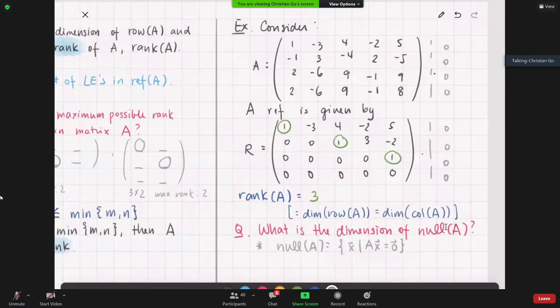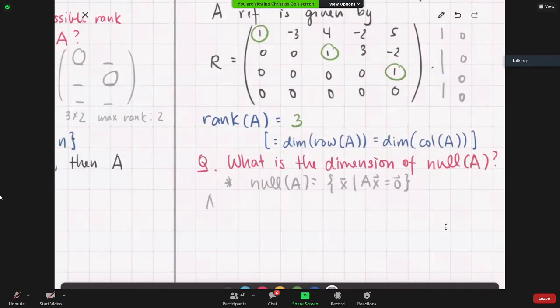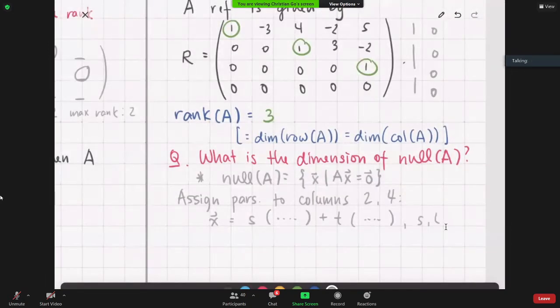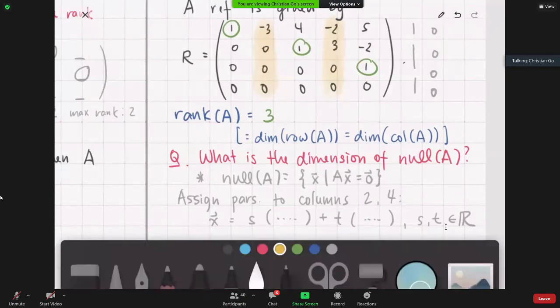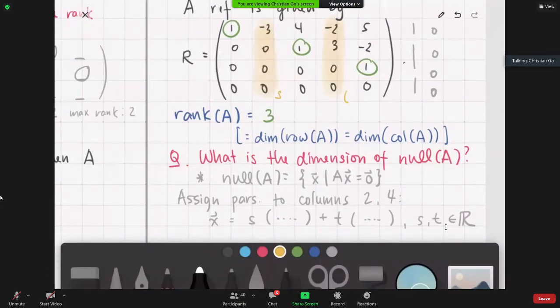We would assign arbitrary parameters to non-pivot columns, columns without leading entries. Let's say we assign parameters to columns 2 and 4, right? So every solution in the null space is going to be S, let's say that's one of the parameters, plus T times one of the parameters, where S and T are any real number, right? So we would say, okay, we know how to do that. We're just solving a homogeneous system. So let's assign parameters there. Okay, S, let this be T, and then I can construct.